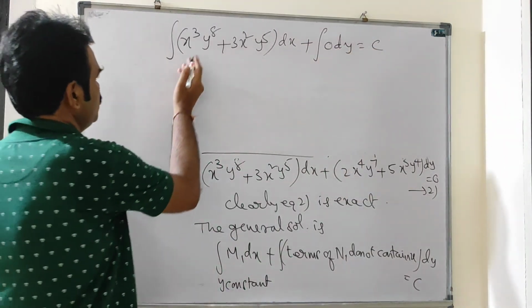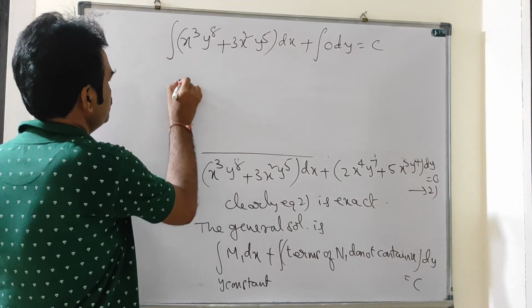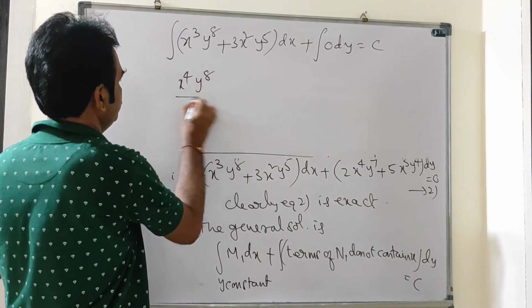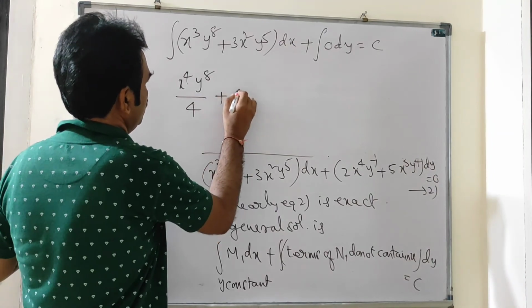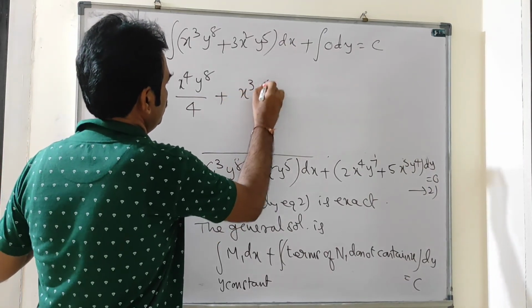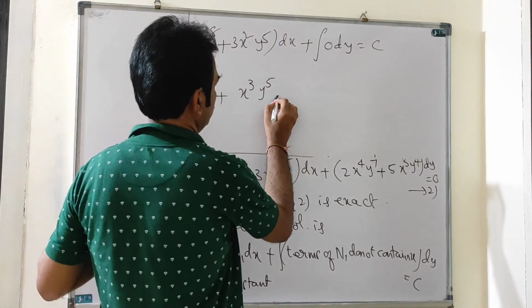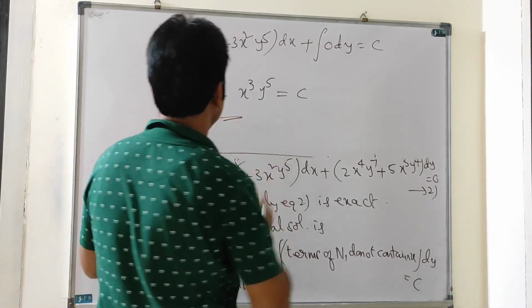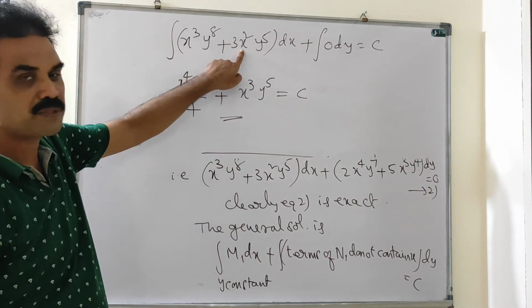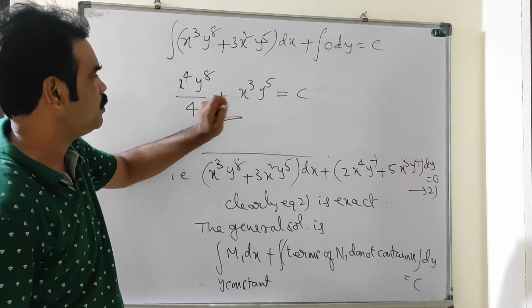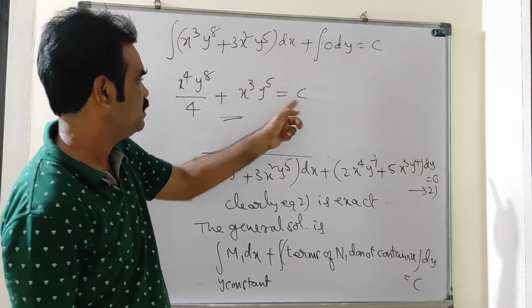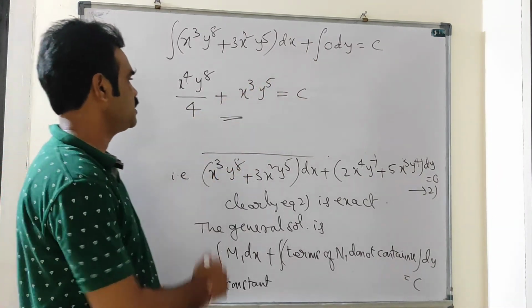Now integration with respect to x gives x^4 y^8/4 + x^3 y^5 = c. Here the integral of x^2 is x^3/3, the 3 cancels, giving x^3 y^5. Here the integral of 0 dy is 0, equal to c. Now this is the required solution.